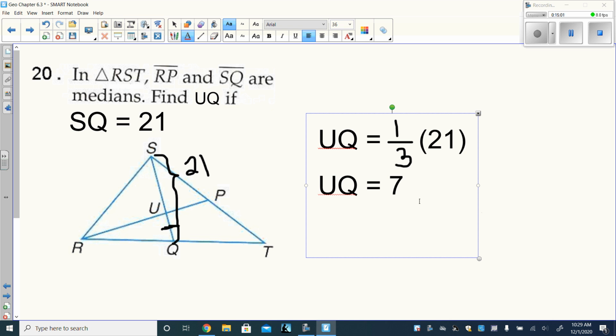What we need to do next is I want to find the whole length, SU. So to find SU, well, it's the bigger length of this line, so it's going to be twice the smaller. So if the smaller length is 7, if I multiply it by 2 or I double it, well, 7 times 2 would be 14. And that's it. That's all we would need to do for this here.